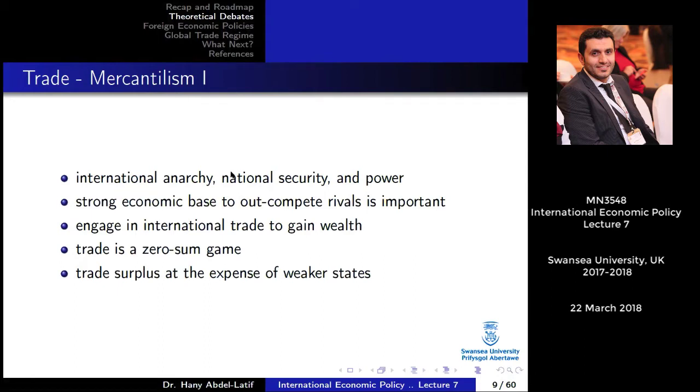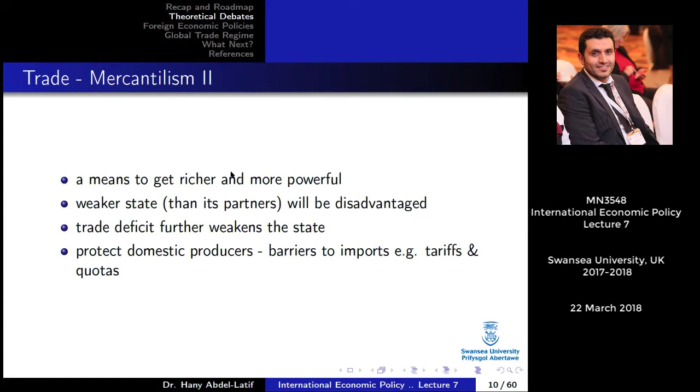What is different here? We already know that they understand trade as a zero-sum game. So if you want to win from international trade, then other partners have to lose. That's what it means, a zero-sum game. So you need to accumulate trade surplus at the expense of weaker, less powerful states. This is one way to think about trade, and I think we already covered that before in detail. So according to them, trade is a means to get richer and more powerful, and weaker states will be disadvantaged because they will have a trade deficit all the time, and this will weaken their state further. So you need to be very powerful to be able to maintain trade surplus.